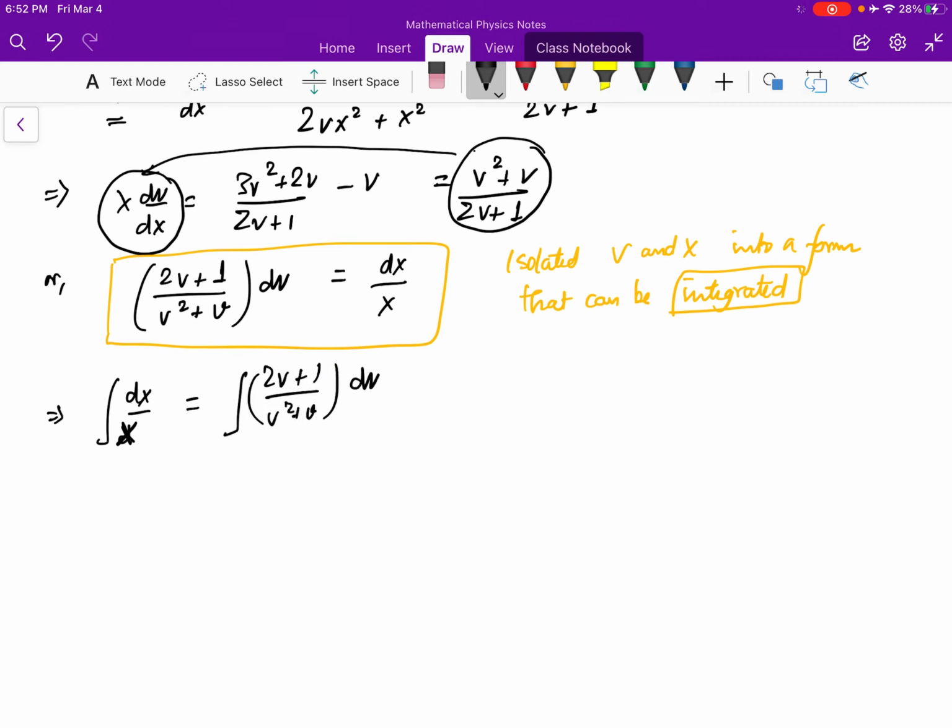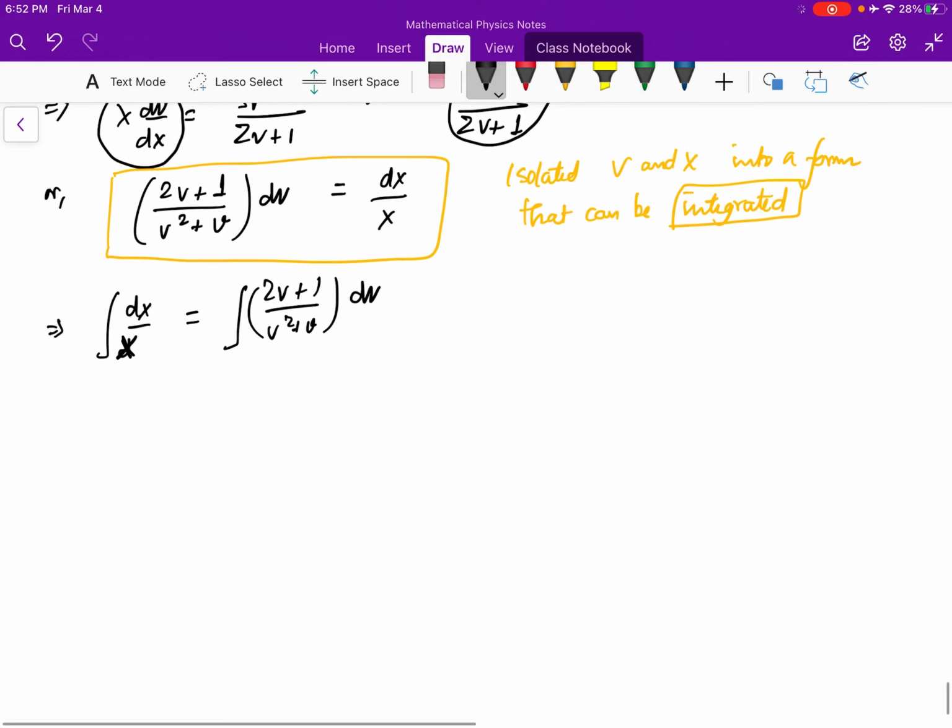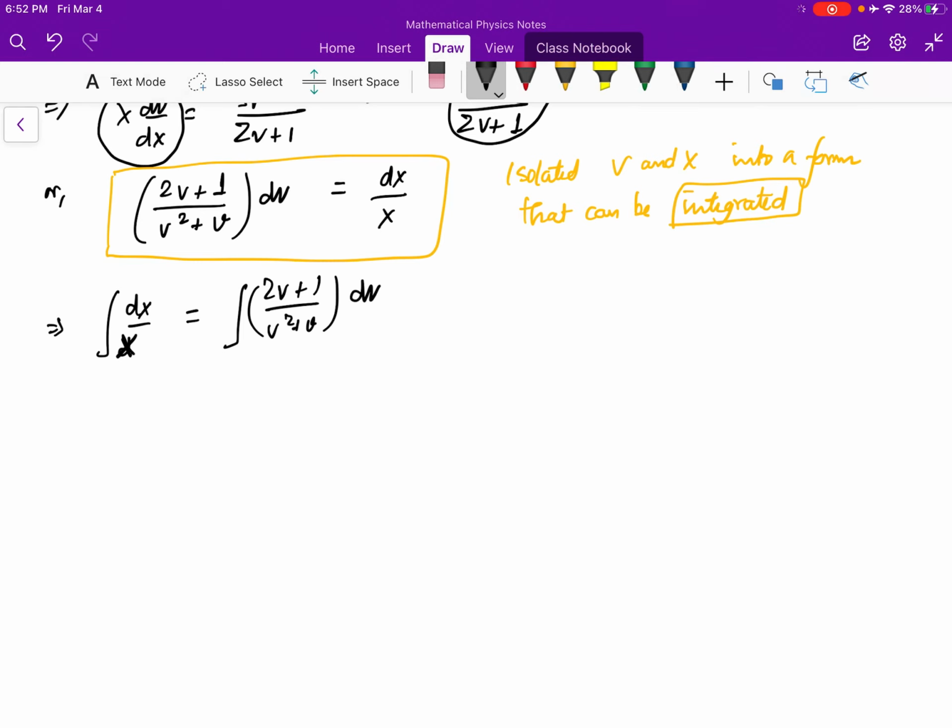We are doing an indefinite integration, not a definite one. If we had done a definite one, then we could have given some limits, but we are expecting a constant at this point, so that's not a problem. We can just go ahead with the indefinite integration, and then we arrive at the conclusion that log of v square plus v is equal to log x plus log c.